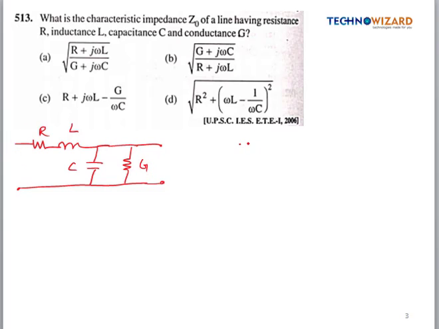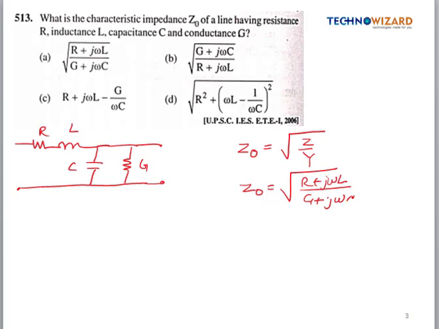So the characteristic impedance Z naught is given by square root of Z by Y, where Z is equal to R plus j omega L, and Y is G plus j omega C. Okay, so the characteristic impedance is given by the square root of (R plus j omega L) divided by (G plus j omega C). So option A is correct.